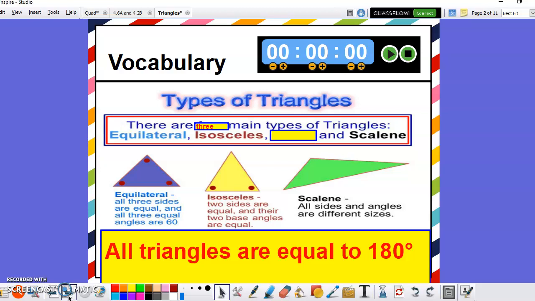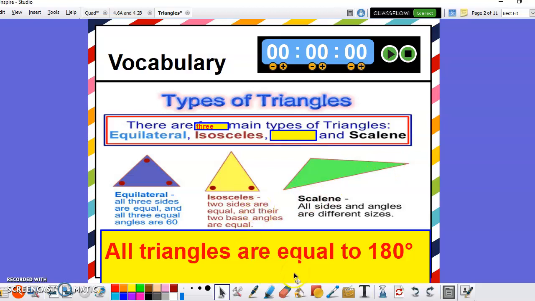These are the different types of triangles if we're classifying by their side lengths. We have equilateral, which means that all three of the sides are equal. Here, here, and here. We have an isosceles triangle. That means two sides are equal. So these two sides here are equal. And then we have a scalene triangle. That means all of the sides are different sizes.